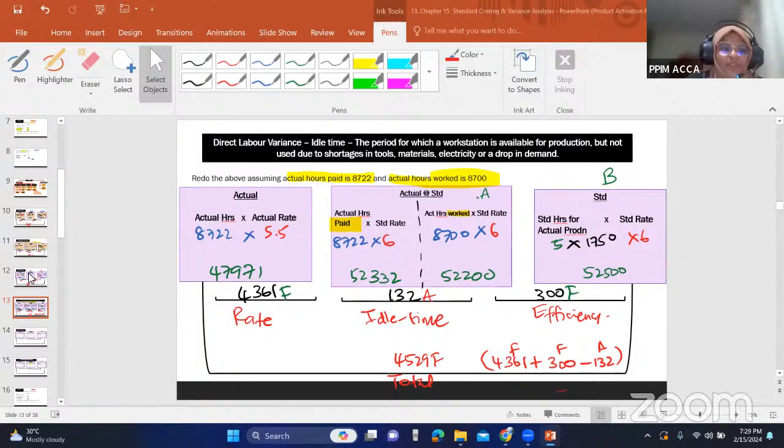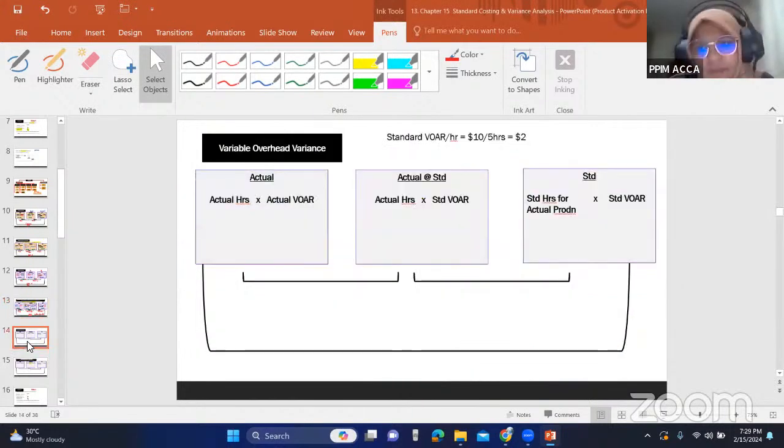Okay, so I hope this is also taken down. Let's do variable overheads. Okay? Variable overheads, similar, 3 boxes: actual at standard, standard. Here, what goes inside is actual hours into actual VOAR, variable overhead absorption rate. I'll come to that. Actual hours into standard VOAR, standard hours for actual production into standard VOAR.